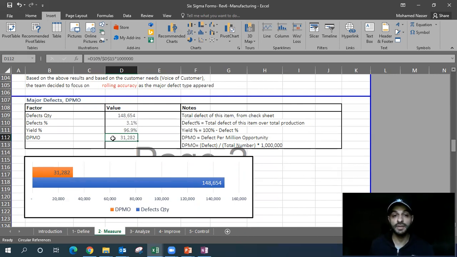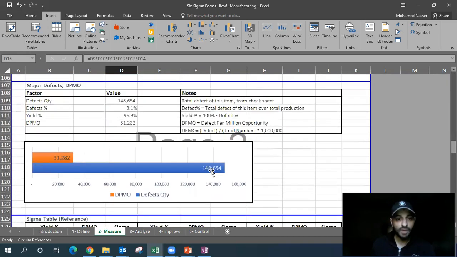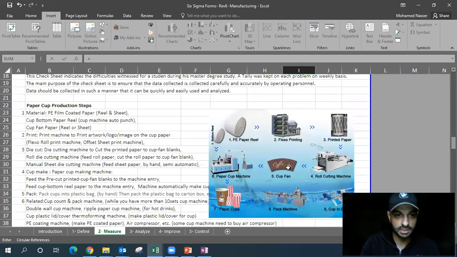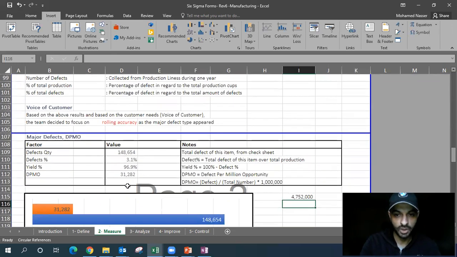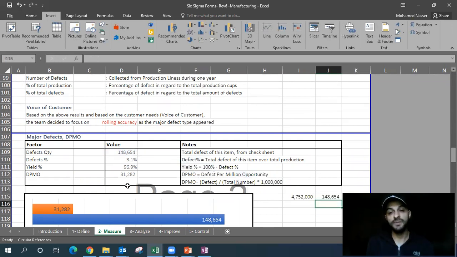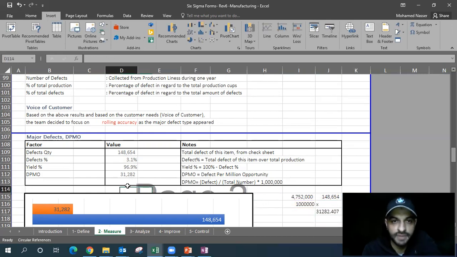How can we calculate the defects per million? Very simple. What is the total production? The total production is 4.7 million. From these 4.7 million, you have 148 thousand defected items. So you will do the math like that: 4.7 million equals 148 thousand defected items. Then you say, when I have 4.7 million, I have 148 thousand defected items, so what if I have 1 million? What is X? X equals, by interpolation, you multiply that by that over 4.7, and you will have this number.